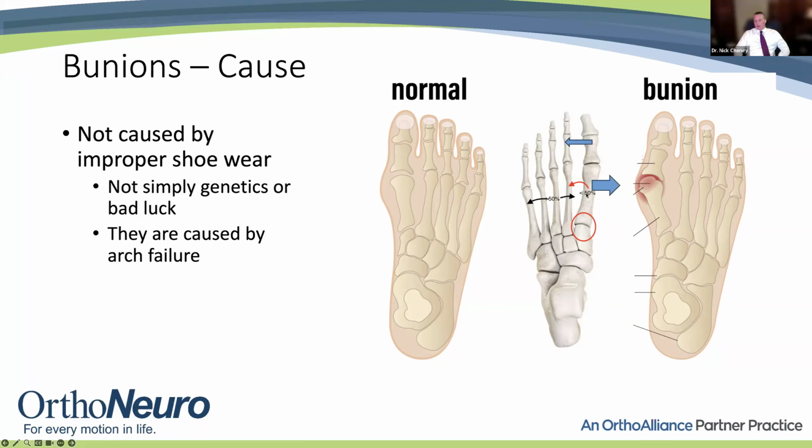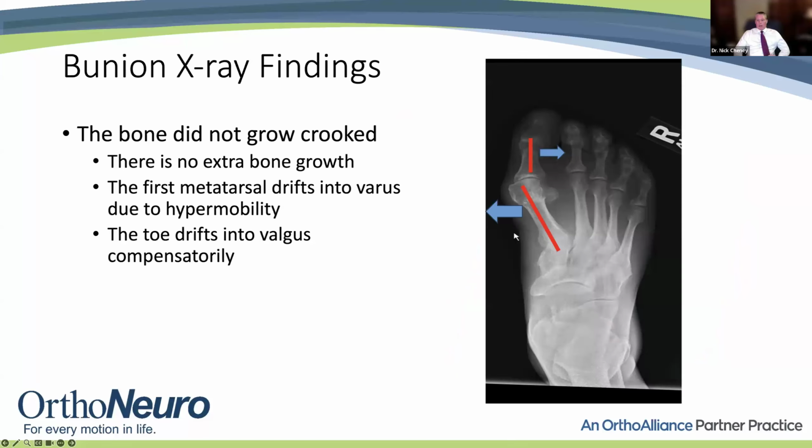So the bone itself, there's no excess growth. The bone doesn't grow crooked. There's no growth off that bone to create that prominence. The bone literally goes from straight to what we call varus. And again, it's due to the arch breaking down primarily at this first tarsometatarsal joint. So that becomes loose and the bone starts to drift and rotate. Again, my point, the bone didn't grow crooked. It just shifted over.